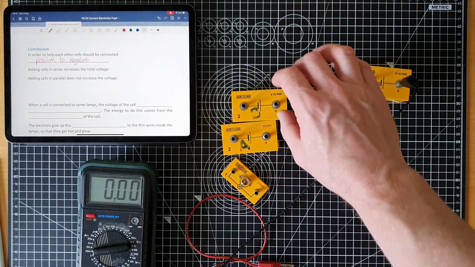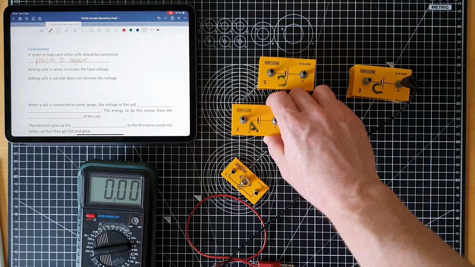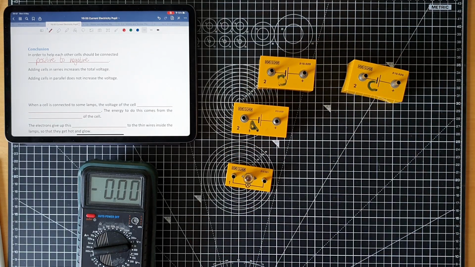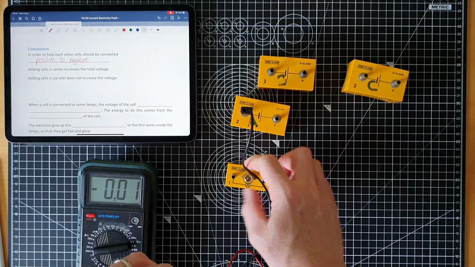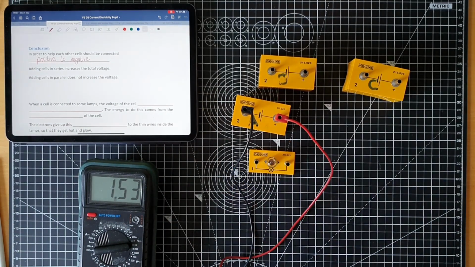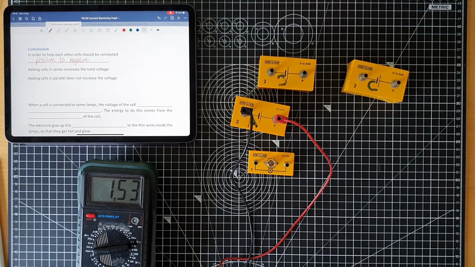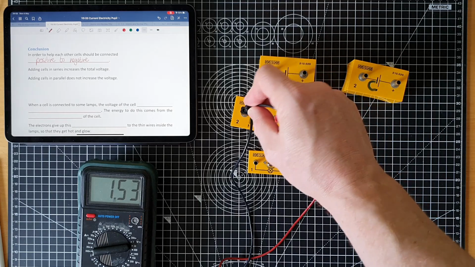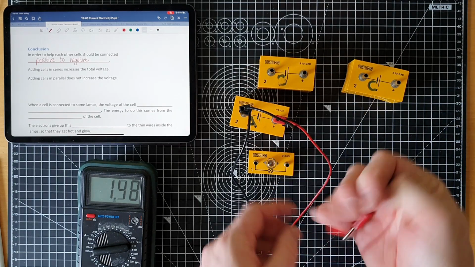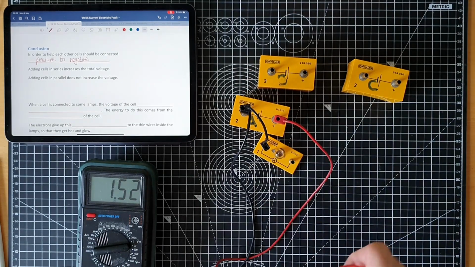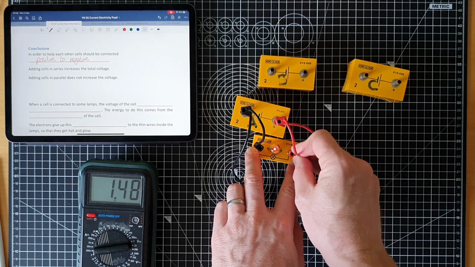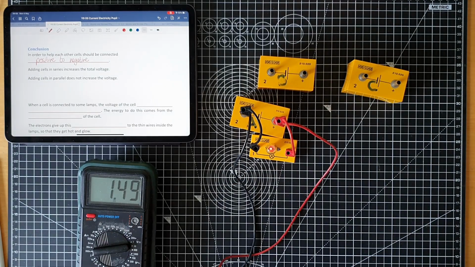One thing that is interesting is that if you measure the voltage across a cell, we can see in this case 1.53 volts, and then we add a bulb. I want you to notice what happens whenever we plug this in. So I've got 1.52 volts. It actually drops down to 1.49 volts. The voltage sags a little bit.